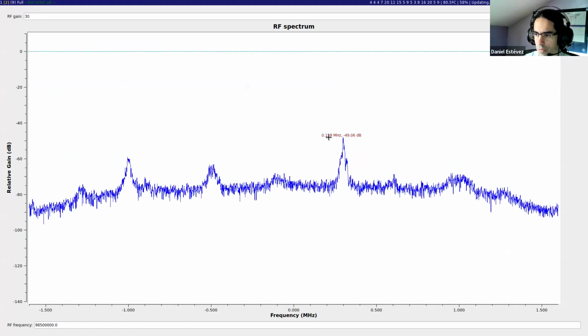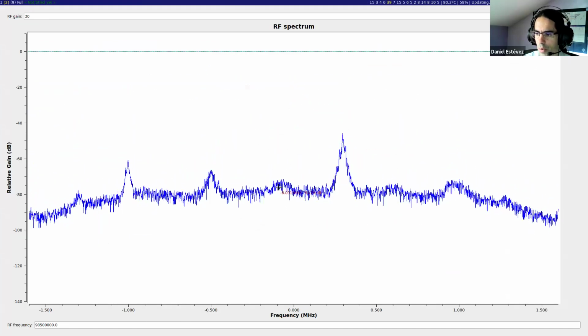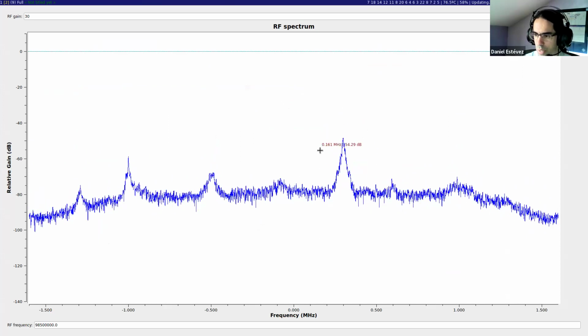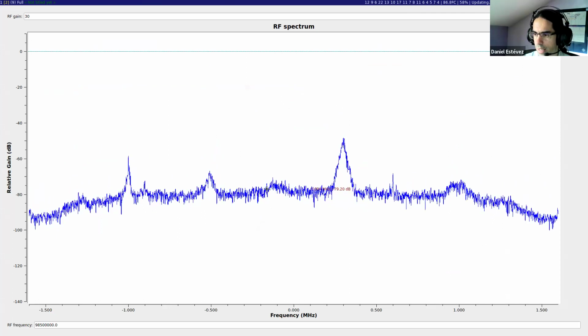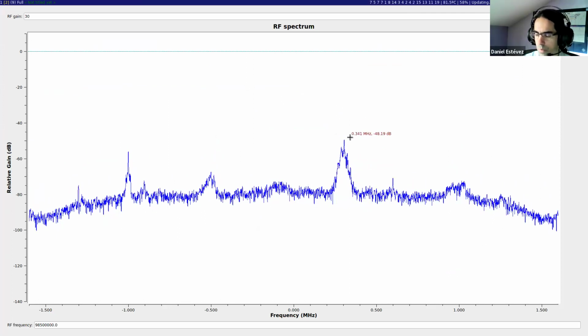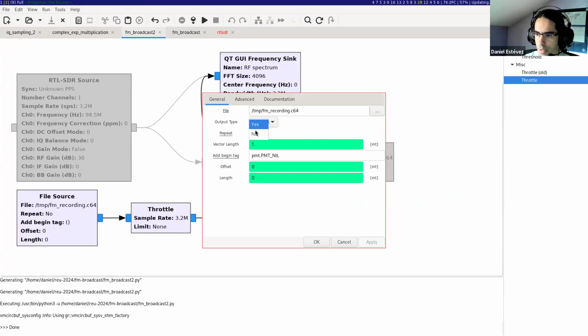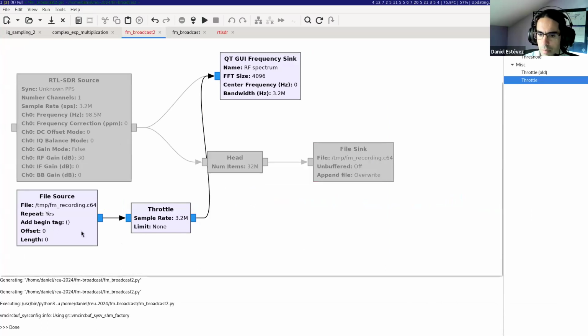So if we include a throttle block, the recording plays in real time. We see the same thing as before, as expected. And in 10 seconds, it will stop because this is the end of the recording. And if we set it to repeat, then basically it will repeat forever.